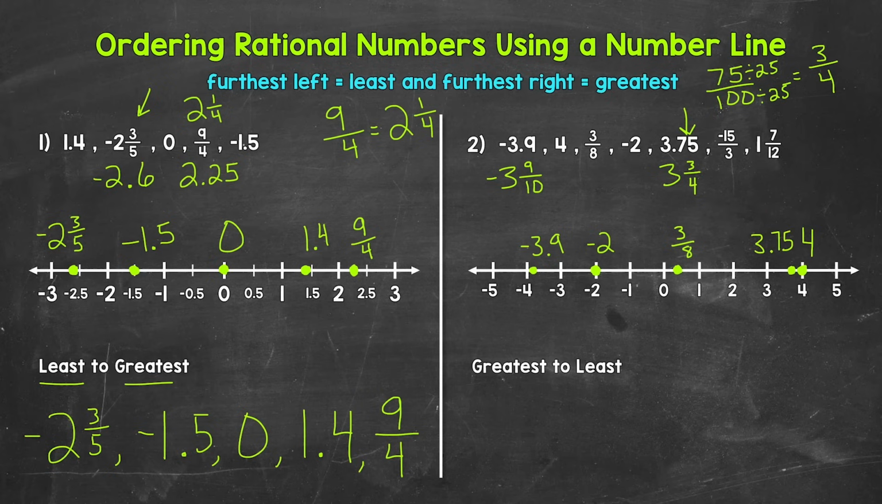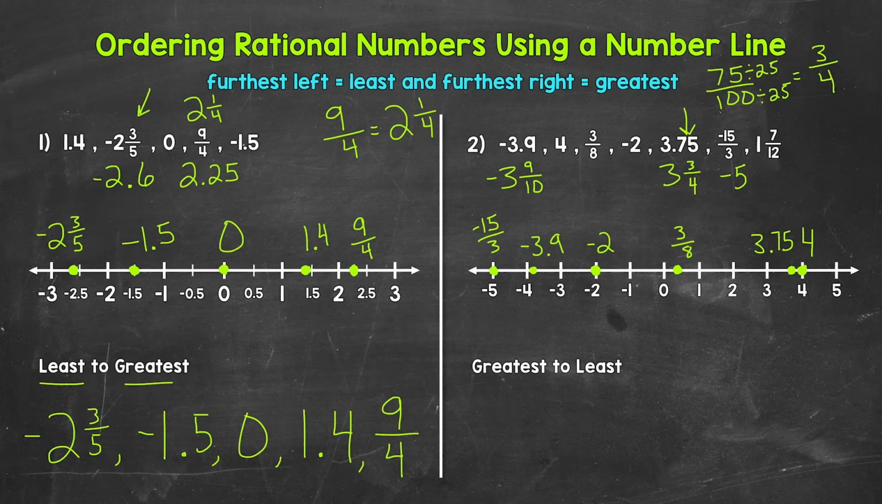Next, we have -15 thirds, so an improper fraction. Let's convert it to a mixed number. We need to divide the numerator, -15, by the denominator, 3. So this is going to be -5. And we don't have a remainder, so this is just -5, which is to the left of 0 and right here on the number line. Now I'll put the original improper fraction.